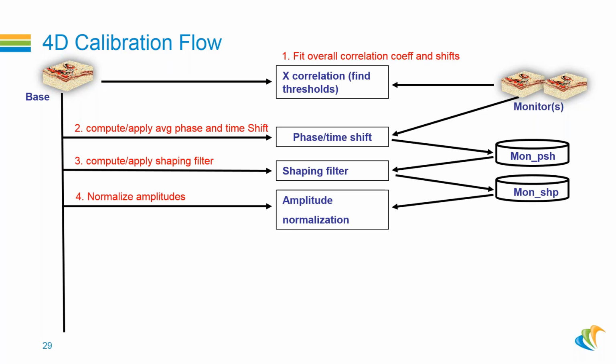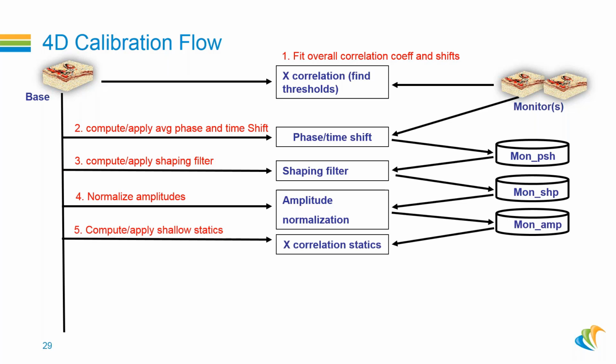Then the next step could be amplitude normalization. These monitors do not necessarily have the same amplitude as the base, so we need to normalize them. So we get these amplitude normalized monitors, and we need to remove any static correction which is above the reservoir, to apply to the monitors to be the same as the base. So we will get this cross correlation statics and apply it on the monitors. So at this step, our data is calibrated to base.